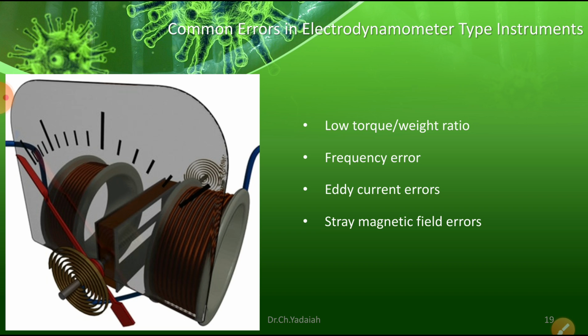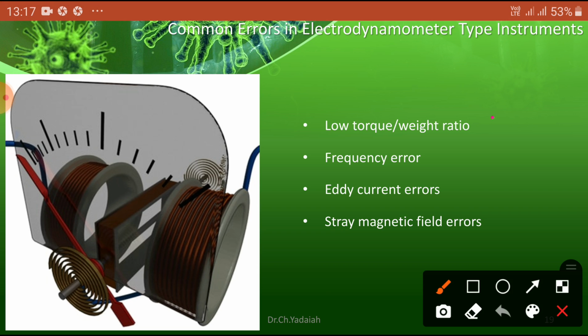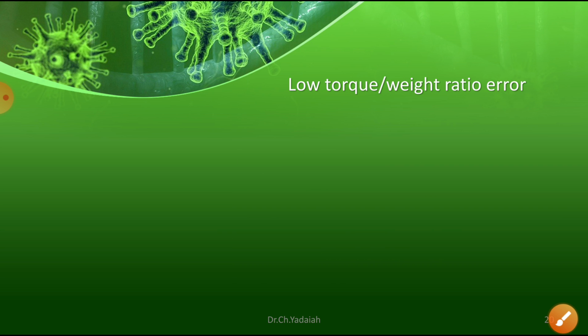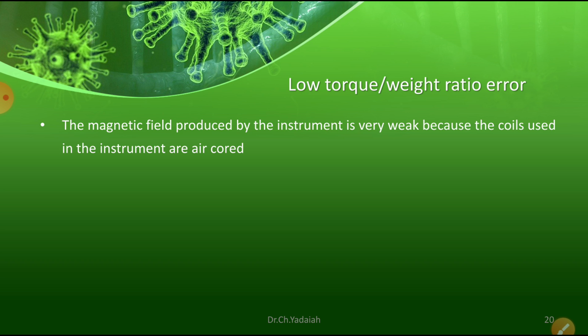Now let us see how this is minimized. So what do you mean by the low torque per weight ratio, and what factors does it depend upon? Let us see this one first. The low torque per weight ratio error depends mainly on the magnetic field produced by the instrument being very weak, because the coils used in the instruments are air cored.